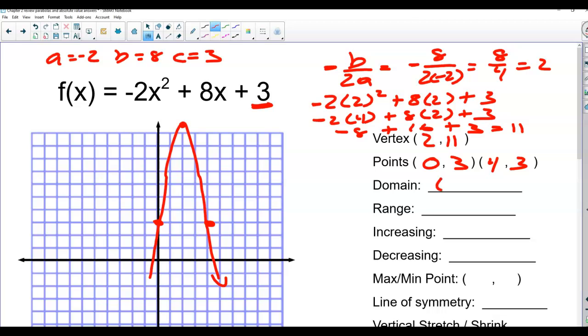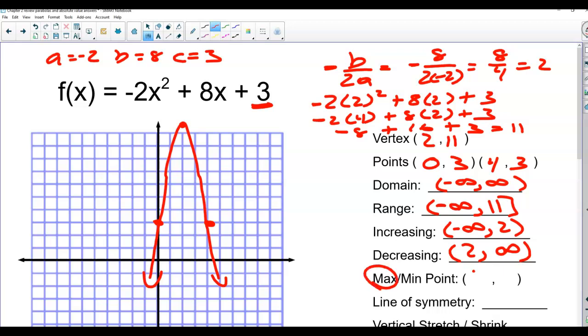Domain, -infinity to infinity. Range, -infinity to 11. Where is it increasing? From -infinity going to the right. It's increasing from -infinity to 2, so it's got to decrease from 2 to infinity. It's a maximum point. The line of symmetry is x equals 2.